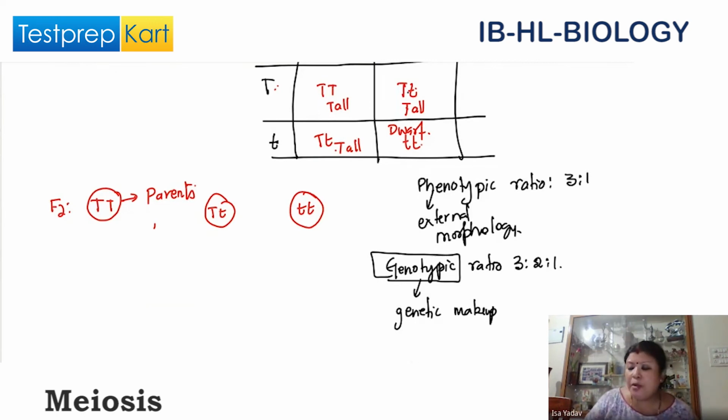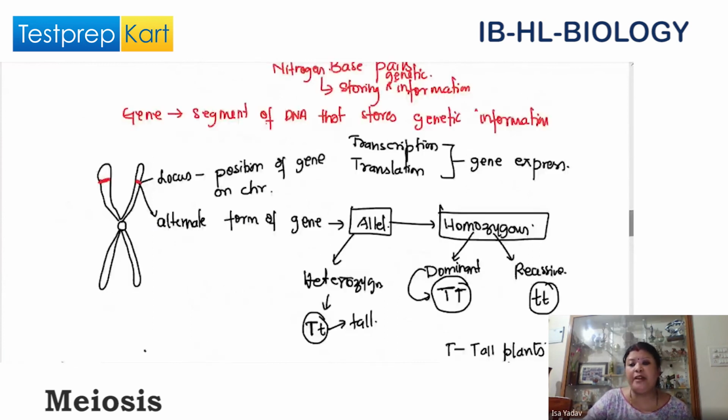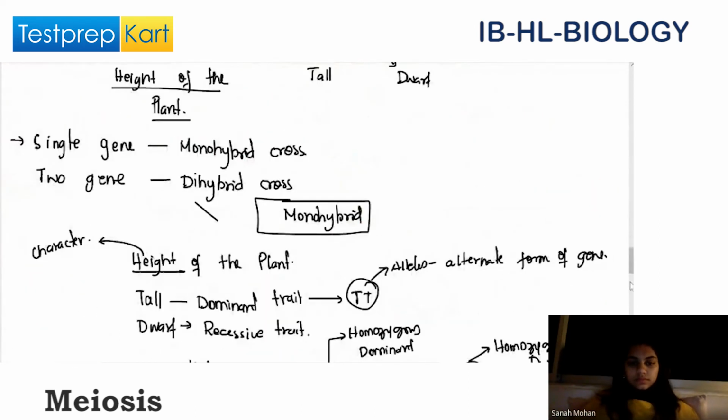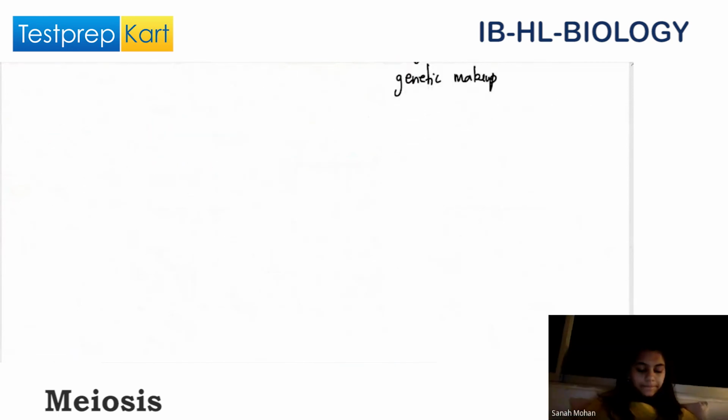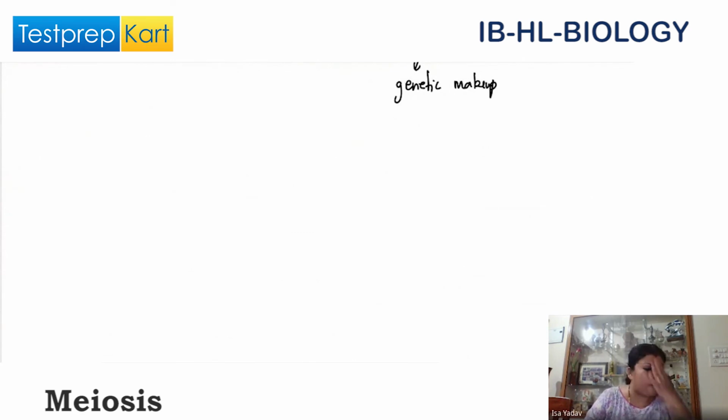If we see a dihybrid cross, then it's the inheritance of 2 genes. Okay, it would be the inheritance of 2 genes. Okay, so this point is clear, Sana. Any doubt here? No. Sure? Yeah. Okay, genetic makeup.